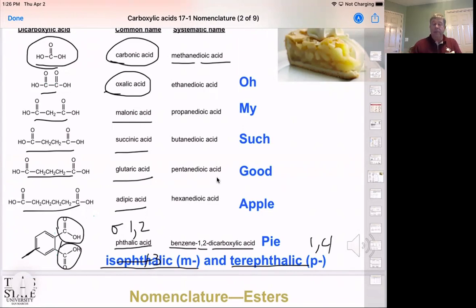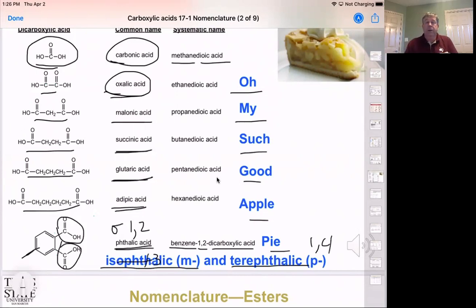Now, the way to remember the common names for this is to say, starting with just 2 carbons, oh my, such good apple pie. And that would give you oxalic, malonic, succinic, glutaric, adipic, and phthalic acid.